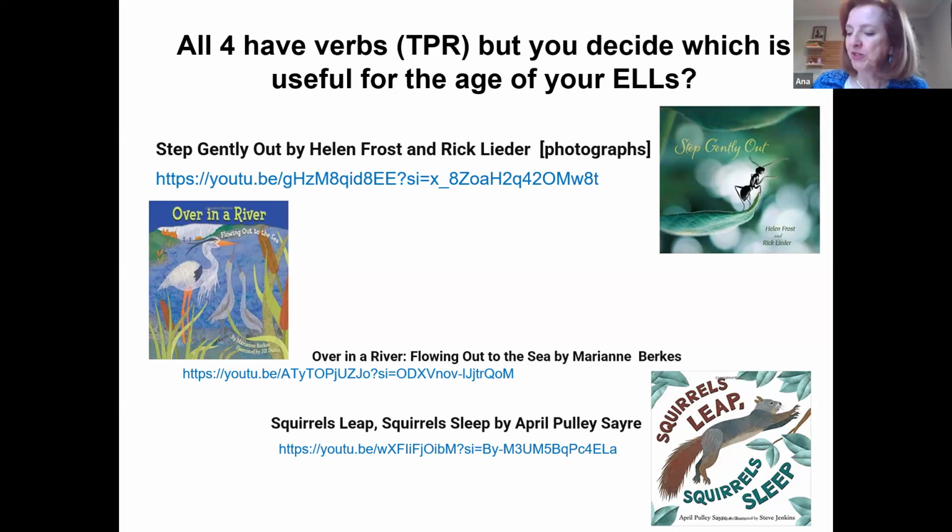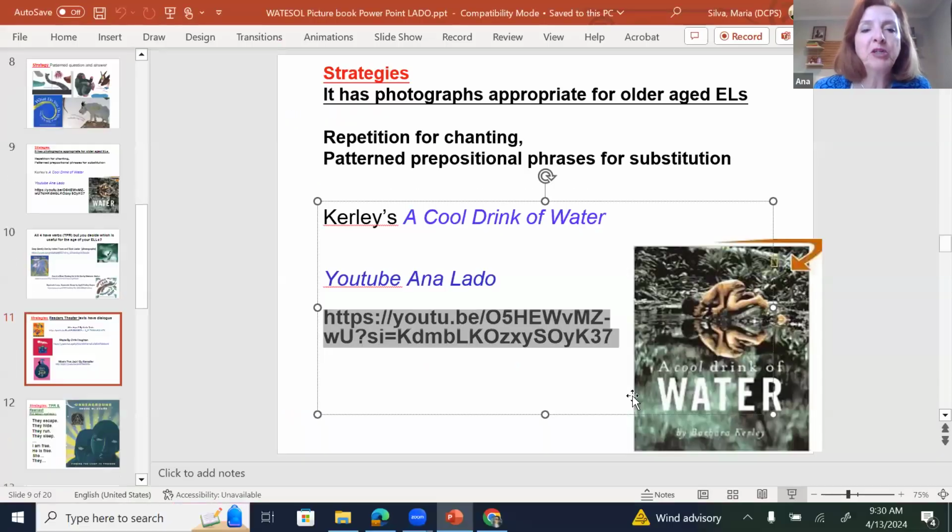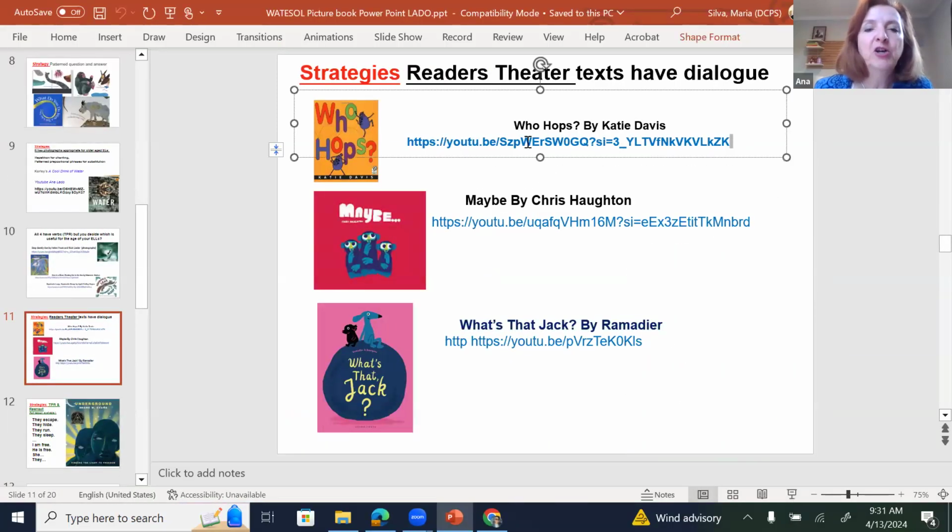Okay, so let's move to the next. I'm going to keep myself on time. All right, so Maria, you're going to let me give the participants 1 or 2 minutes to go to one of these 3 books. All 3 of the books are perfect for students to say what's in the book.